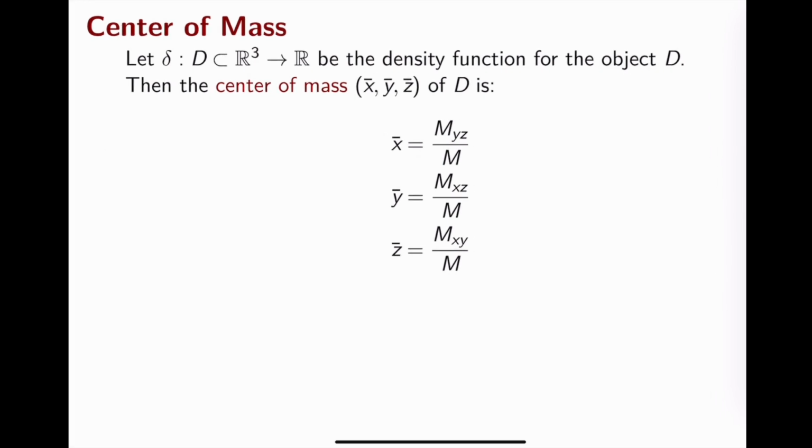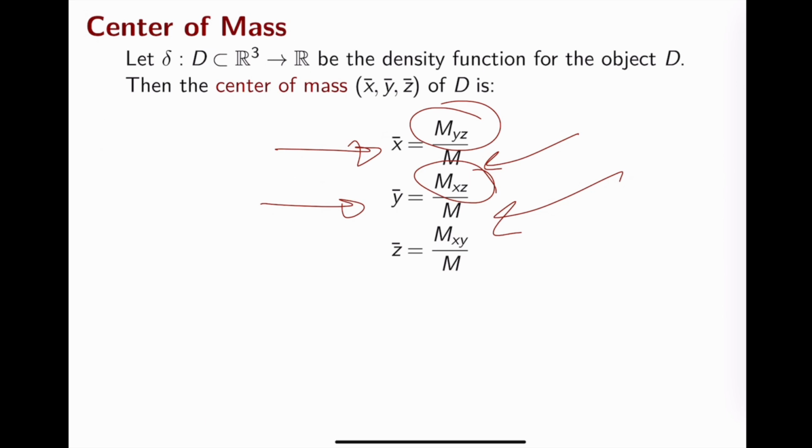So this will be the way to calculate the moments, and then the center of mass is a point in the object that we're going to call x bar, y bar, z bar, and these numbers are going to be calculated by each moment divided by the mass that we just calculated. So for instance, the x component of the center of mass is going to be calculated as the moment yz, I mean the other 2 variables, right, divided by the mass. And so y bar is going to be mxz divided by the mass, etc.